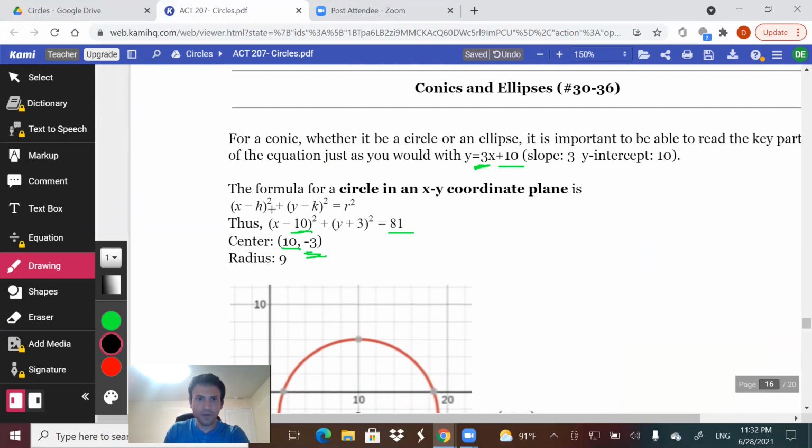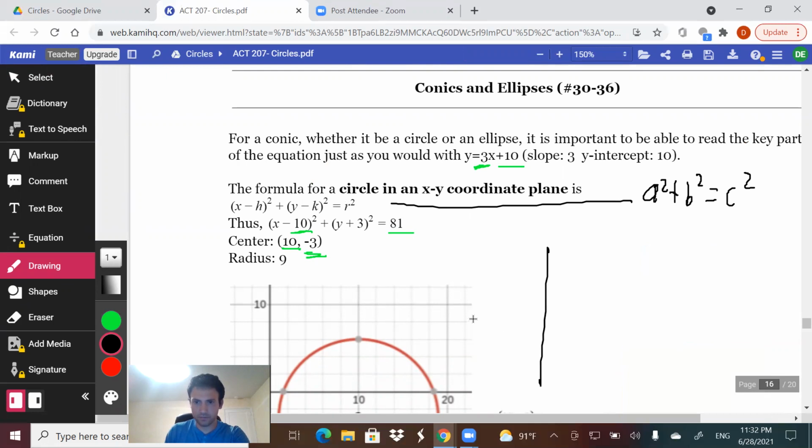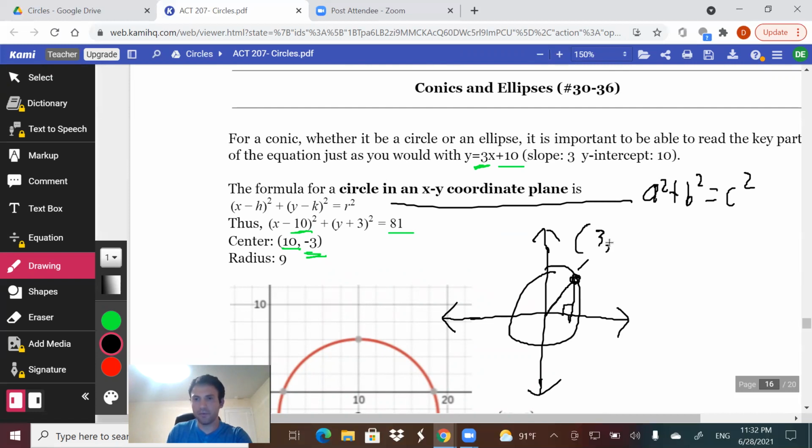So this equation comes from Pythagorean theorem, right? A squared plus b squared equals c squared. Well, watch this. Let me just draw a circle. I'm going to put this point on the circle. I'm going to draw this right here. So I'm going to make this point right here 3, 4. Okay. So if I make that point 3, 4, we have a 3, 4, 5 triangle. So we know our radius is 5.